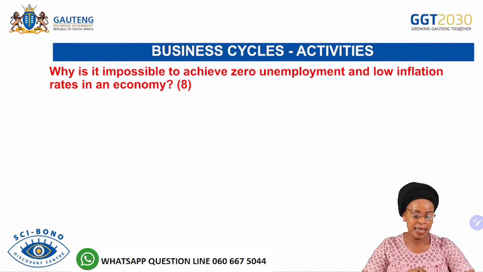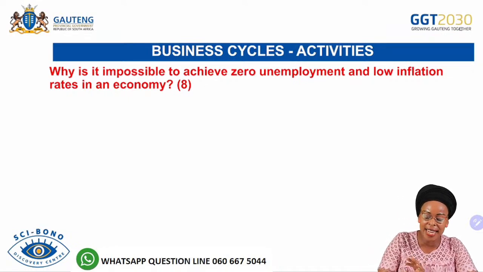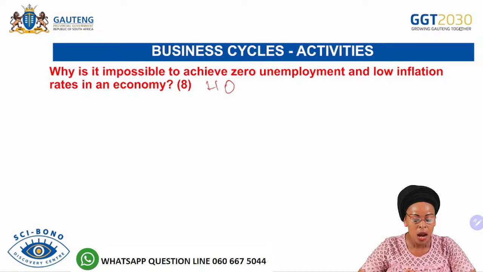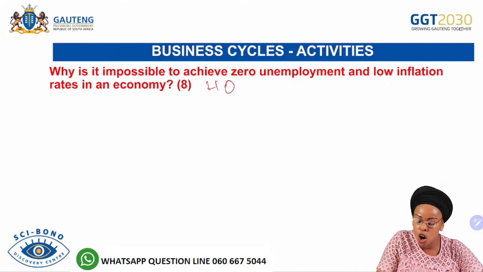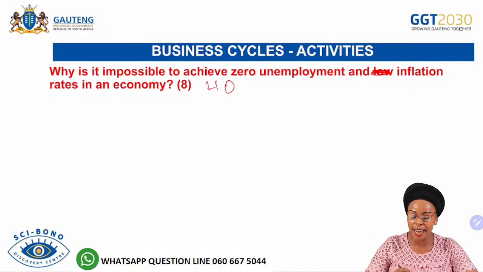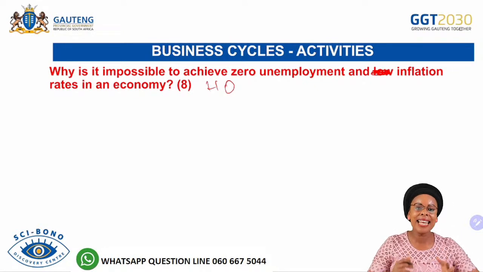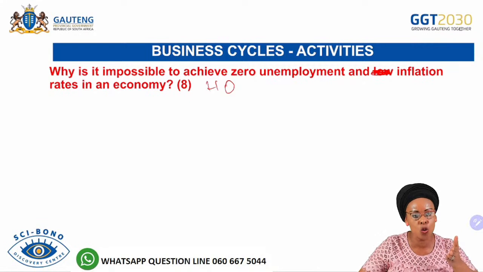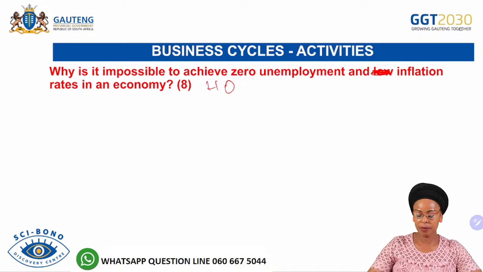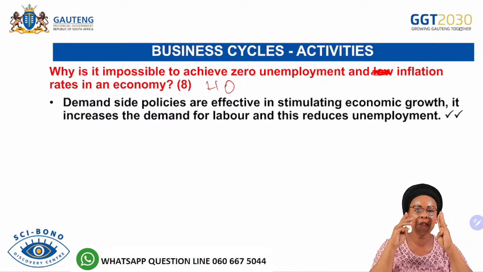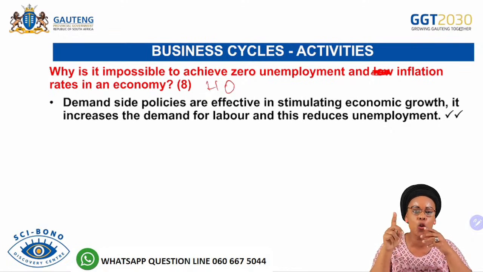The next question is an 8-mark question. We call it a paragraph question of a higher order, or of higher cognitive level. I want to change this question. Why is it impossible to achieve zero unemployment and zero inflation in the economy? A low inflation we can achieve, but I've removed low. Why is it impossible to achieve zero unemployment? Full sentences, you'll need 4 sentences. Each full sentence will get 2 marks.